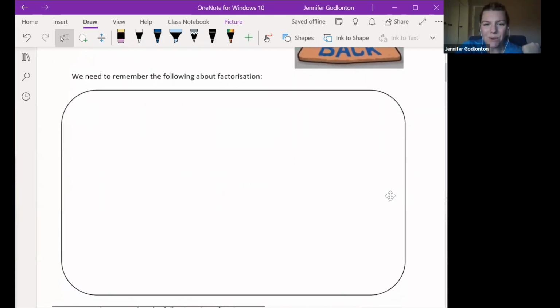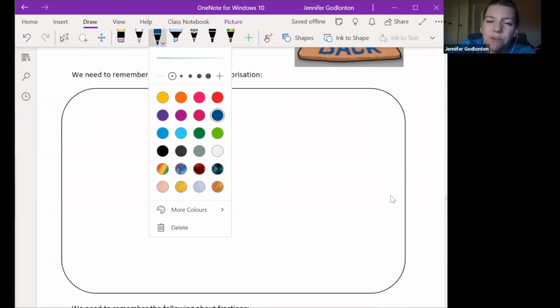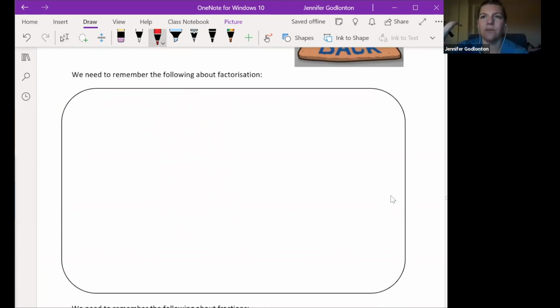So before we talk about anything, we need to remember a couple of things about factorization. And we're going to zoom through this quite quickly. The very first thing we have to look for when it comes to factorization is what? What is the very first thing? And if it's there, we have to take it out. And if it's not there, then we can move on. But we have to look. HCF.